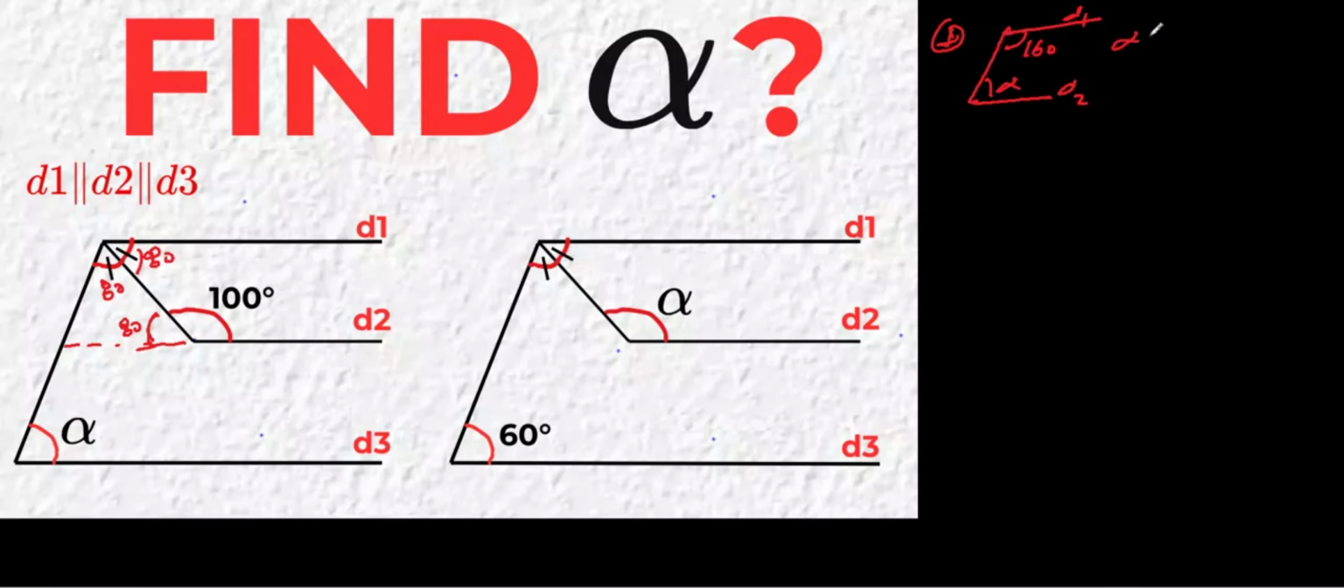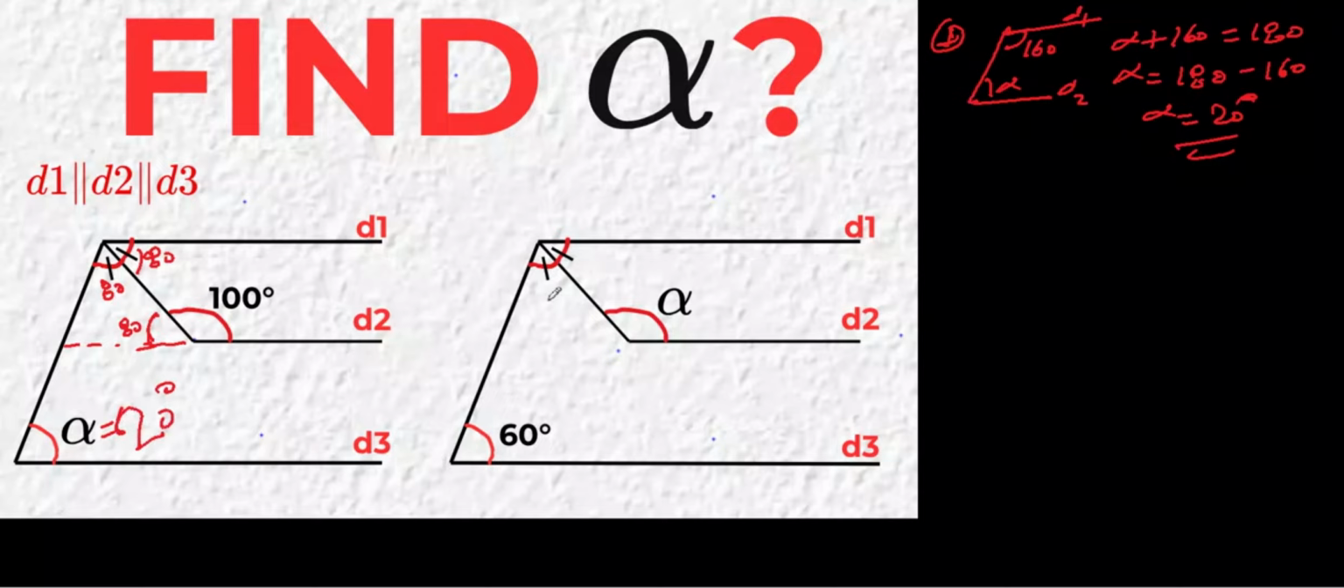The sum of the angles, alpha plus 160 degrees, must be 180 degrees. So if this one is beta, alpha plus beta must be 180 degrees. So alpha will be 180 minus 160, then alpha will be 20 degrees. So the value of alpha will be 20 degrees. In the second question, the same thing.